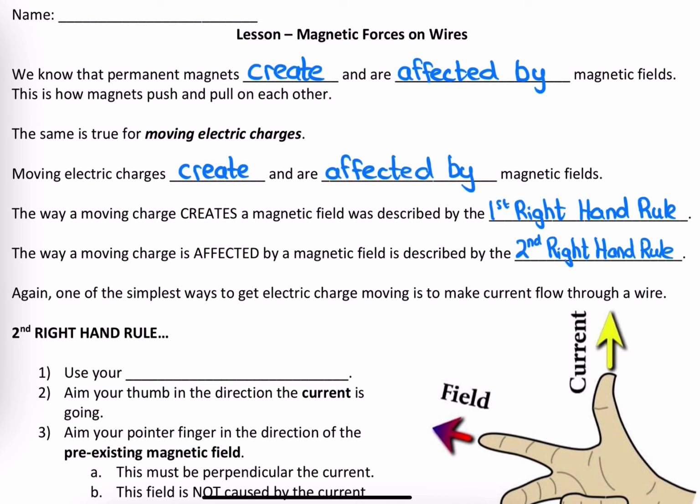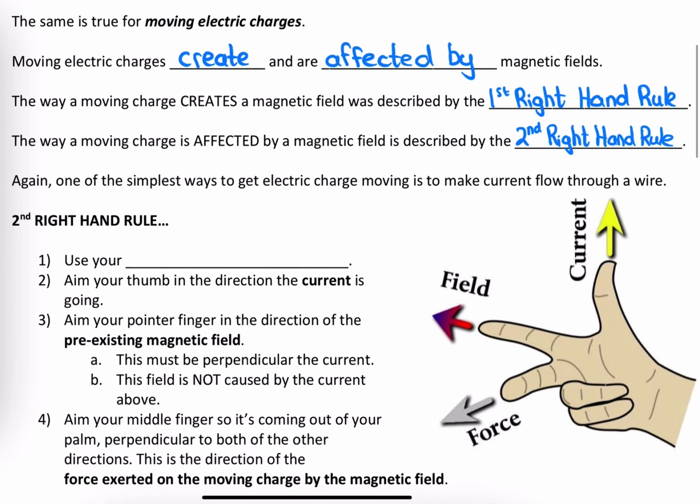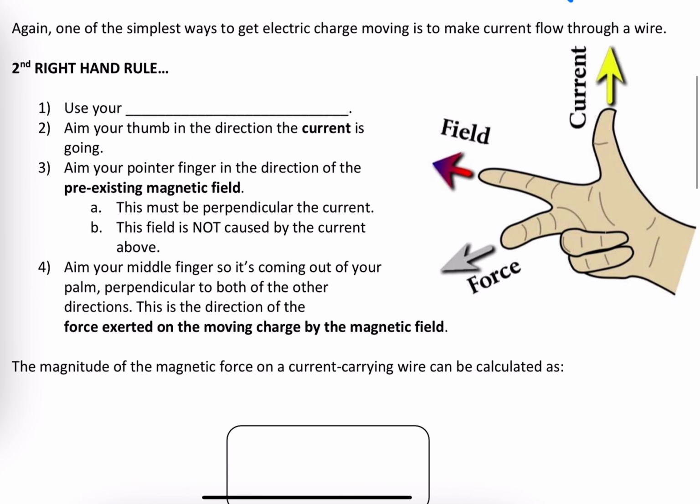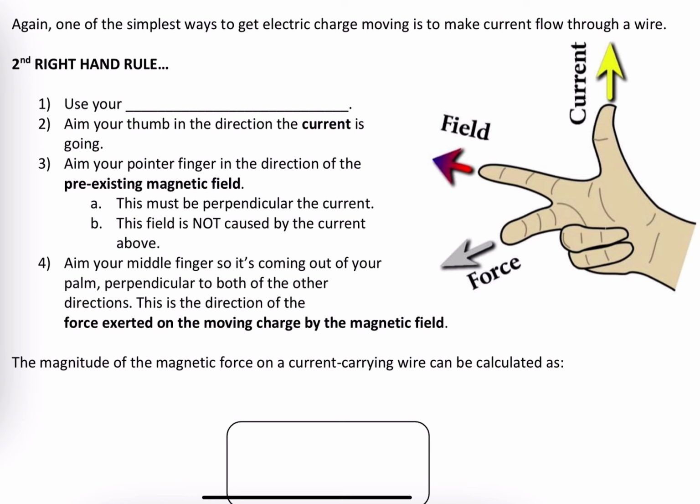As we have been using previously, the simplest example of a moving electric charge is current flowing through a wire. So let's look at how current flowing through a wire is affected by a magnetic field. And we're going to demonstrate the second right-hand rule in that context. Let's say we have current flowing through a wire being affected by a magnetic field. We want to analyze this situation using the second right-hand rule, which I'm about to show you. So, step one is use your right hand.